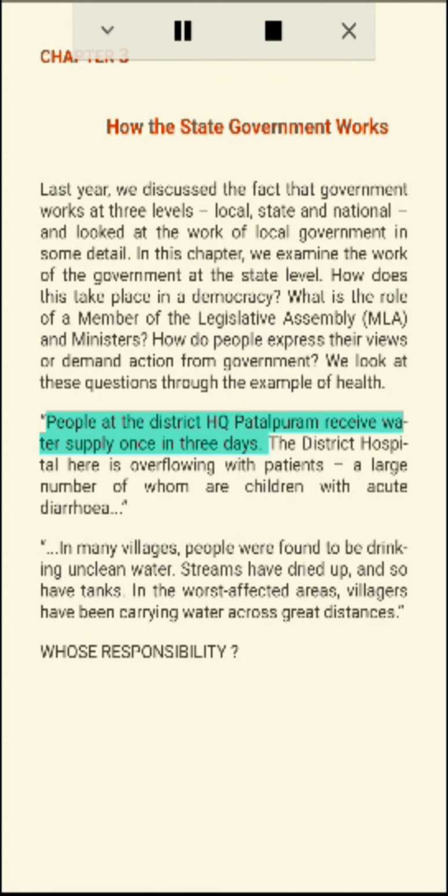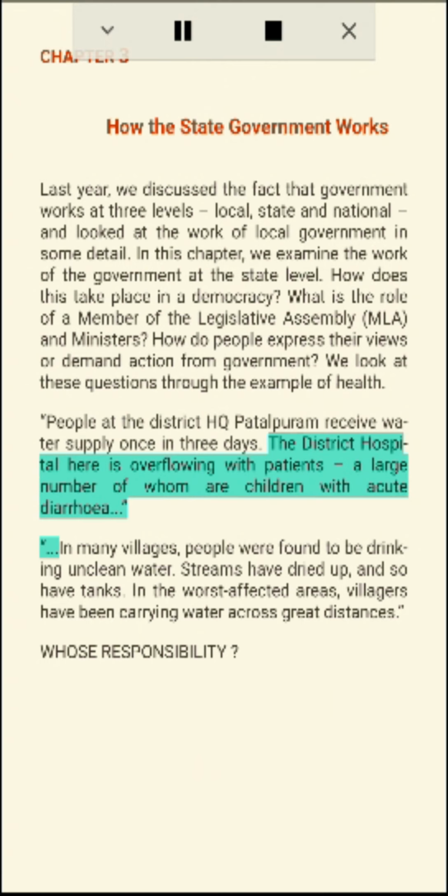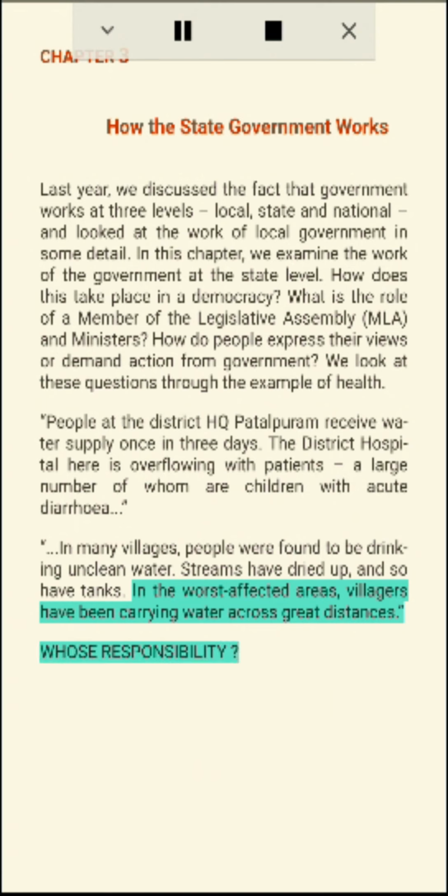People at the district HQ Patalpuram receive water supply once in 3 days. The district hospital here is overflowing with patients with acute diarrhea. In many villages, people were found to be drinking unclean water. Streams have dried up, and so have tanks. In the worst affected areas, villagers have been carrying water across great distances. Whose responsibility? Who is an MLA?